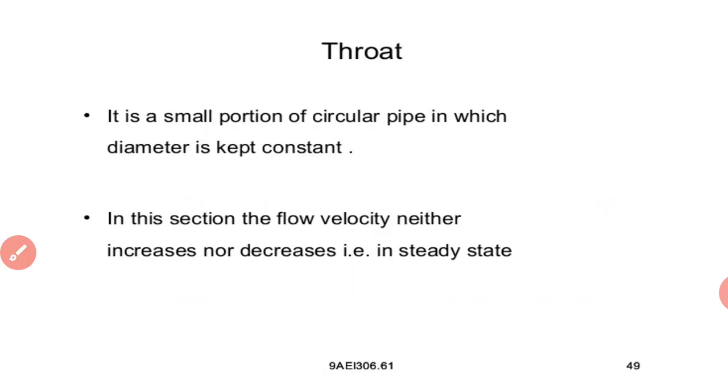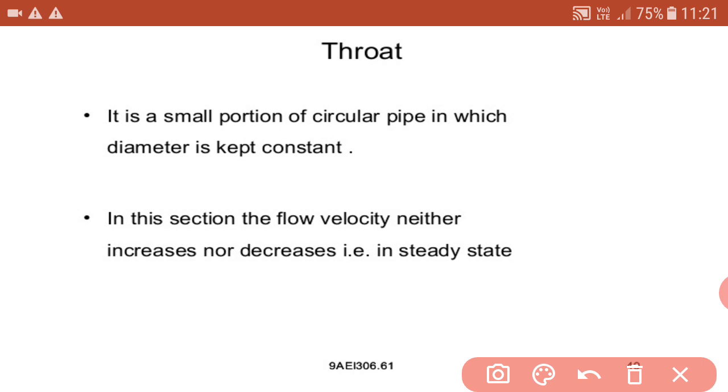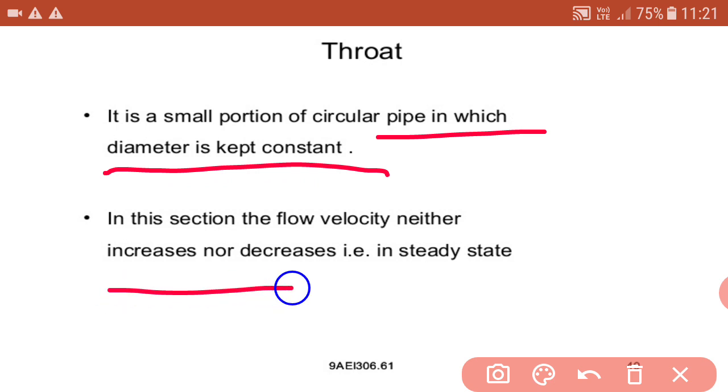Now the throat. It is a small portion of circular pipe in which the diameter is kept constant. In this section, the flow velocity neither increases nor decreases. It means it is in a steady state.